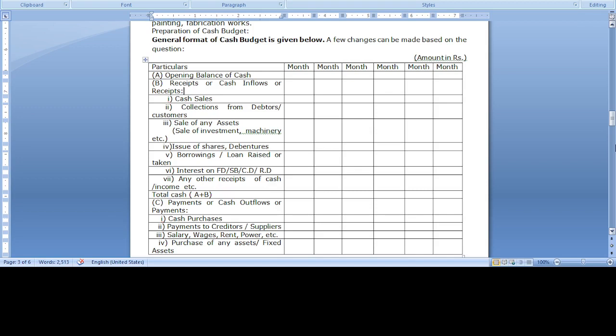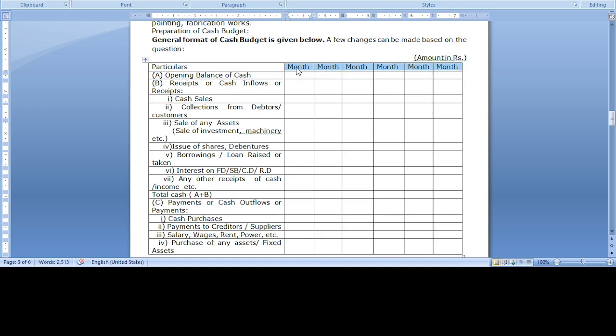Today we shall see regarding the cash budget. I have given you the general format of cash budget. First of all, you should observe the amount in rupees, whether it is in lakhs or crores. Another thing, you have to observe in the question how many months' information are given. Is it for 3 months, 4 months or 6 months?